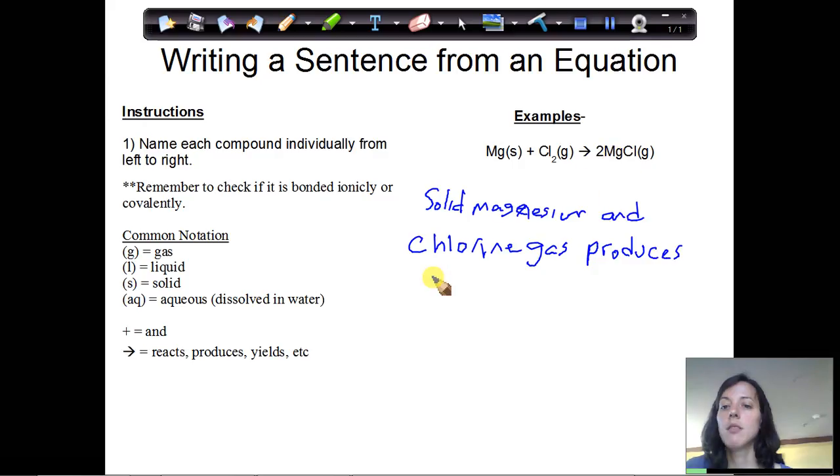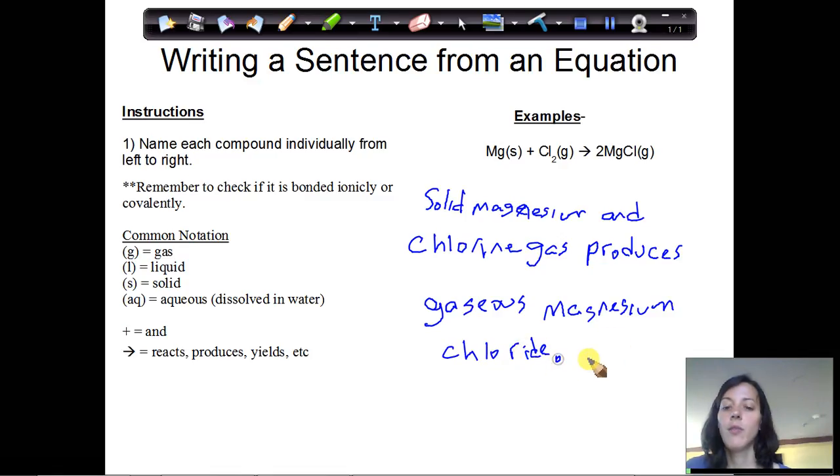gas, magnesium chloride. And a fancy way of writing that out, instead of writing magnesium chloride gas, you could always write gaseous magnesium chloride. There we go. Period. And that's how you write out a sentence from a chemical equation.